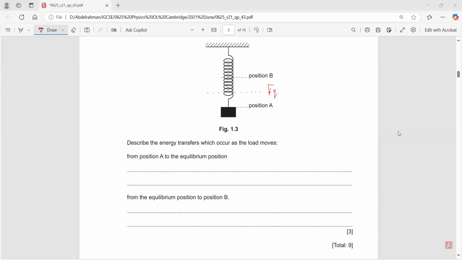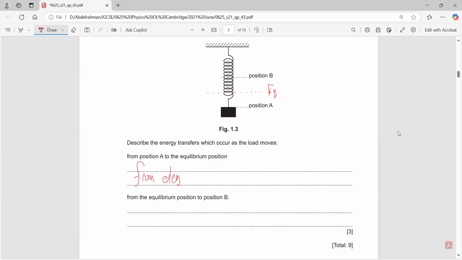At A, it was extended; we pulled the spring downwards. It had elastic potential energy as you pulled it downwards. Then as you release it and it moves upwards, this elastic potential energy is being converted to gravitational potential energy.